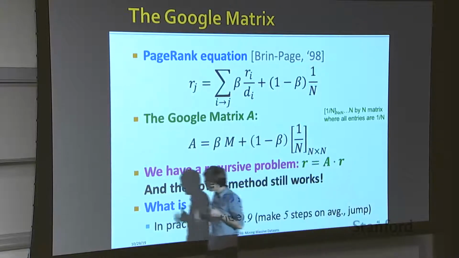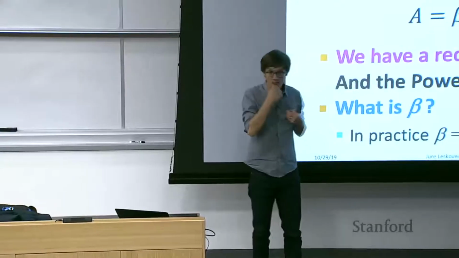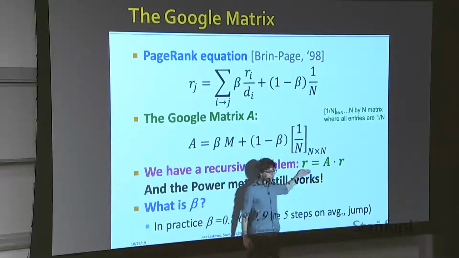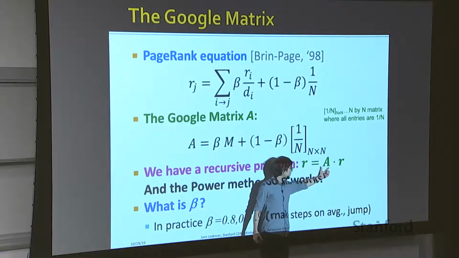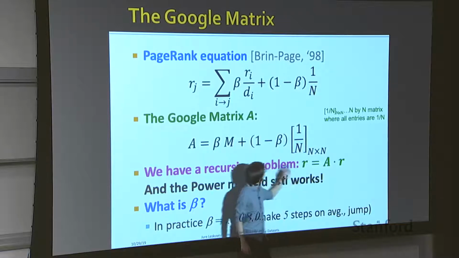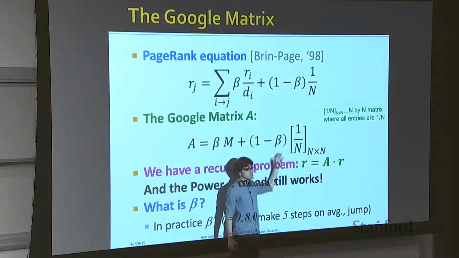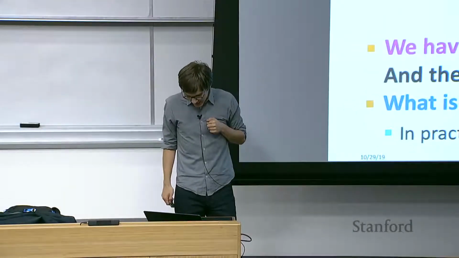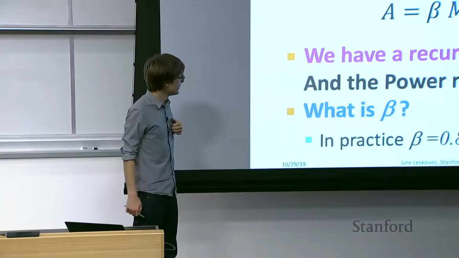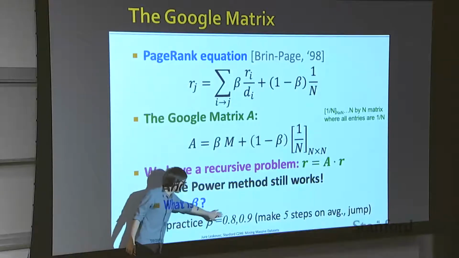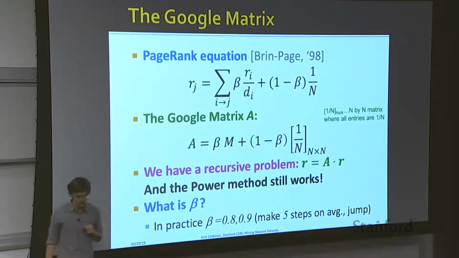So what does this mean? This means that even this random walk with teleportations is still an eigenvector of a different matrix, this matrix A, which is the matrix M plus some constant matrix. This is what I wanted to say here. And as I said, beta is usually between 0.8 and 0.9. 0.85 is a good number.